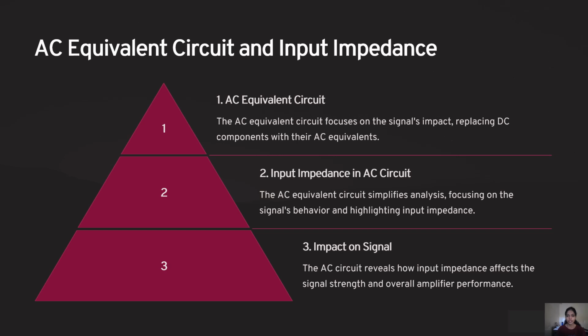AC equivalent circuit and input impedance. The AC equivalent circuit focuses on the signal's impact, replacing DC components with their AC equivalents. Input impedance in an AC circuit. The AC equivalent circuit simplifies analysis, focusing on the signal's behavior and highlighting the input impedance. Impact on the signal. The AC circuit reveals how input impedance affects signal strength and overall amplifying performance.